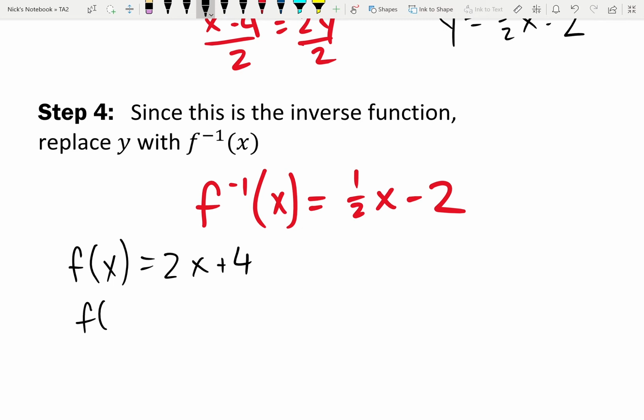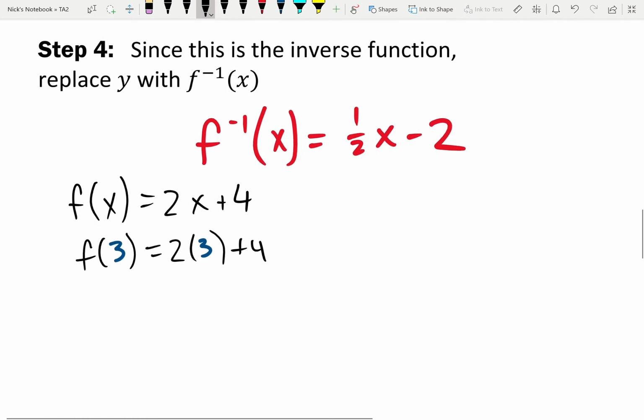So f of 3 equals 2, and since x is 3, we're going to plug in right there, plus 4. So now from here we can say 2 times 3 is 6 plus 4. So f of 3 equals 10. That means if we plug in a 3, we're going to get a 10 out of it.